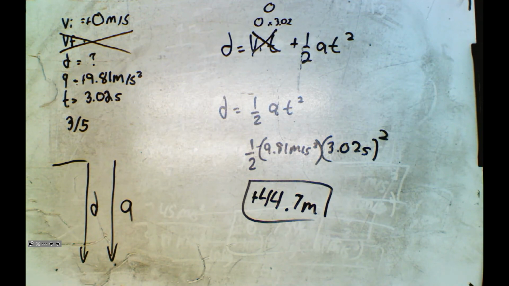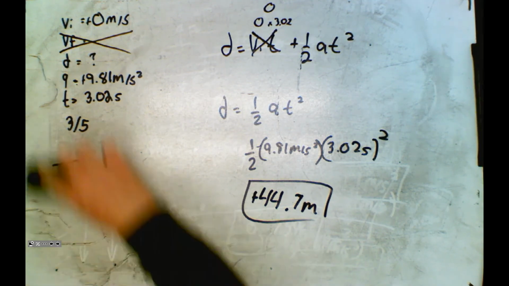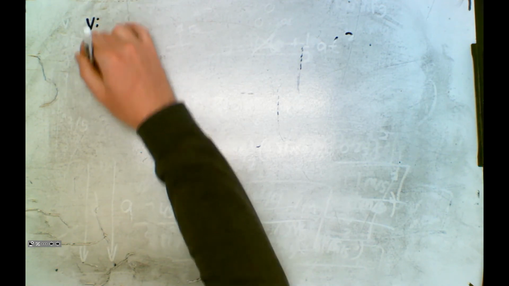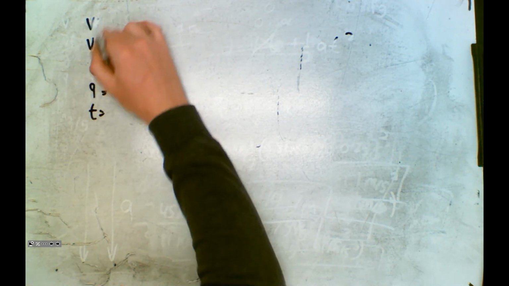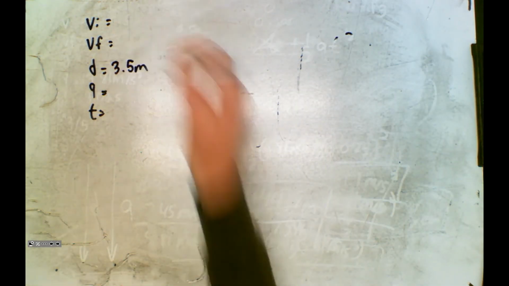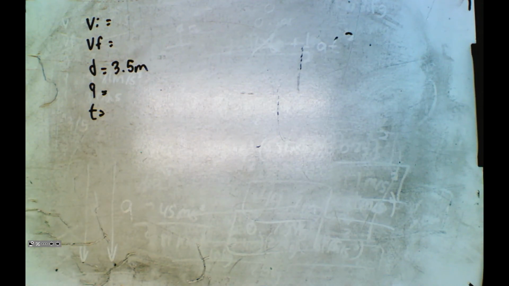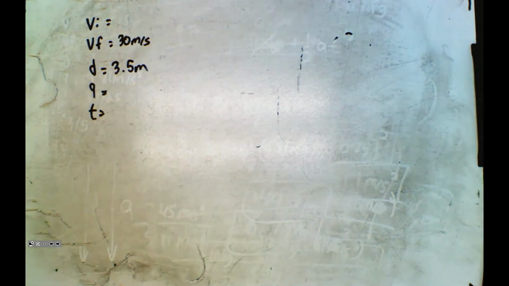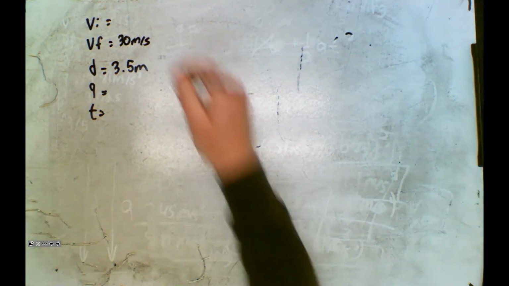Okay, so for this one, it's just a pitcher starting here, throwing the ball. That's all it's talking about. So we have VI, VF, D, A, T is how we want to start this question. It says that the ball accelerates 3.5 meters, and it says he throws a fastball of 30 meters per second. So that's going to be my final speed, 30 meters per second.